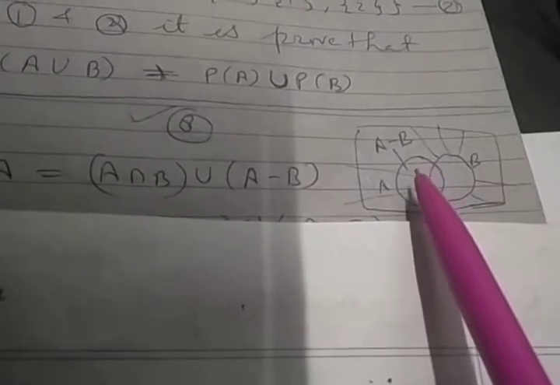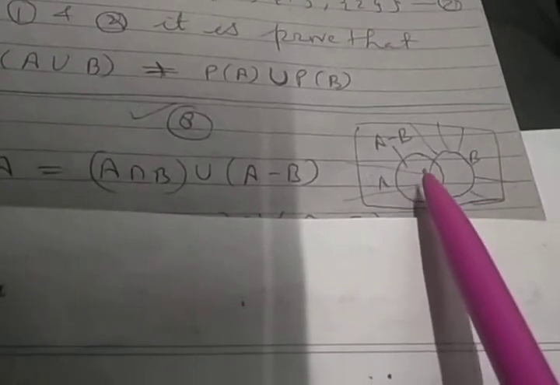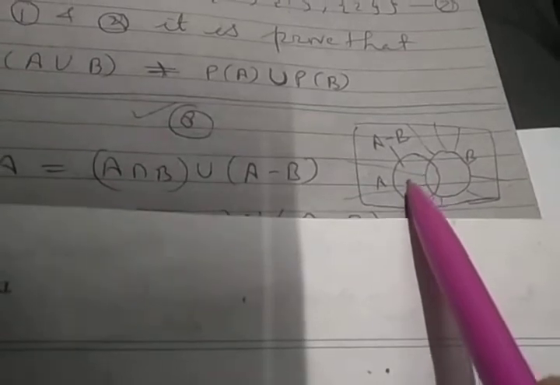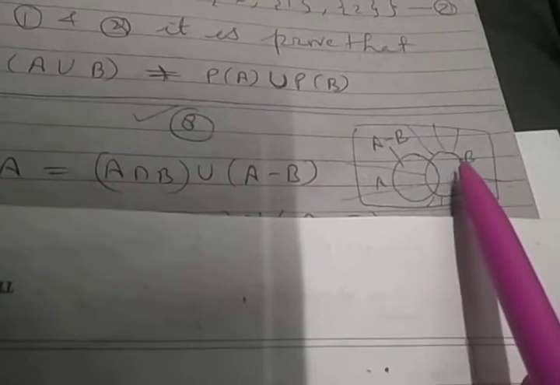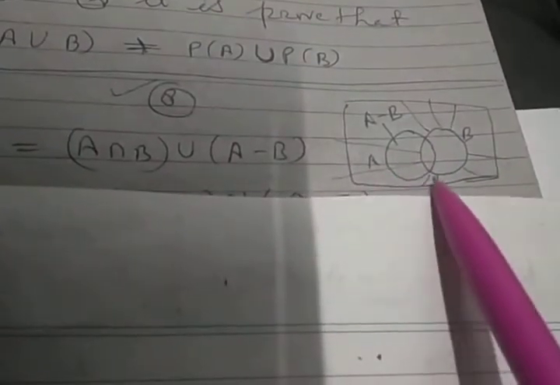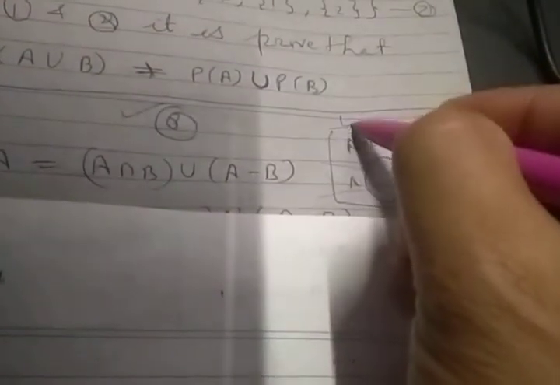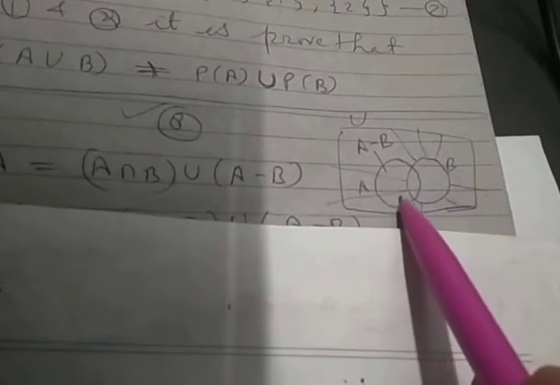And A minus B can also be written in a slightly different way: it is the common area of A and the complement of B. See, this is B and this lined, shaded area is the complement of B. If we say this is the universal set, then this is the complement of B, B dash. So B dash and A, the common area, is A minus B.